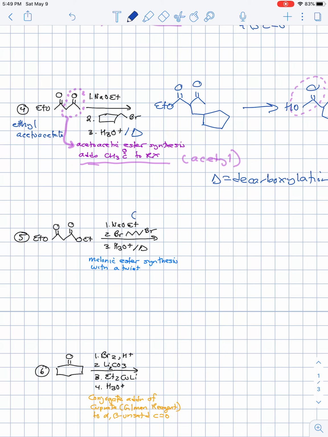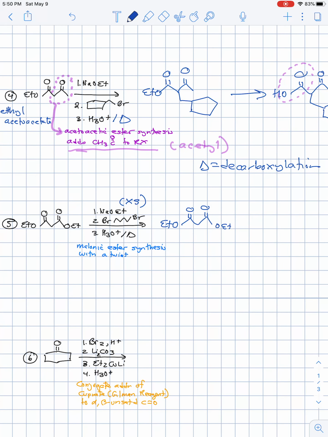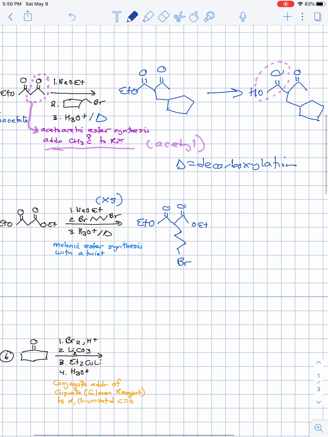So what happens here, and probably should specify that we have an excess of this. So what happens here, I'll draw it in pieces because it usually drives students a little crazy. So the first thing that happens is we make the enolate, and then the enolate attaches to this piece, which has 1, 2, 3, 4 methylenes and a bromine.